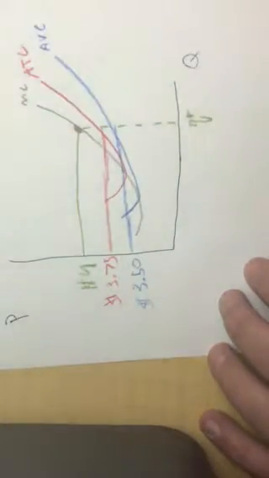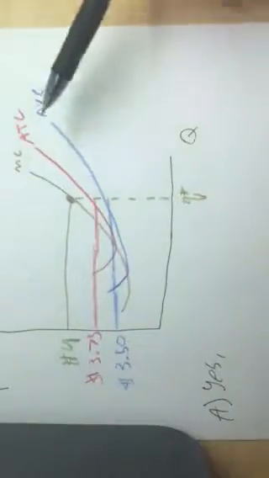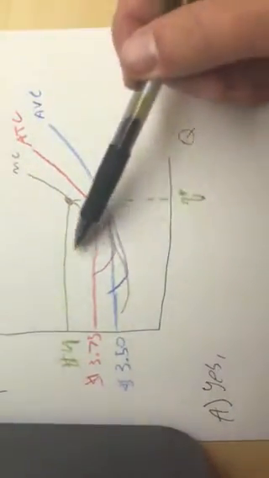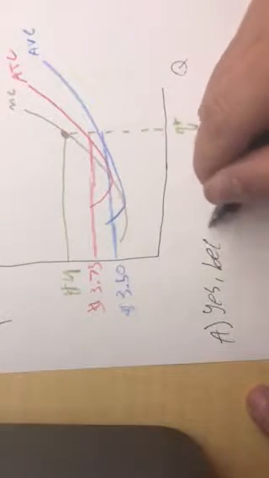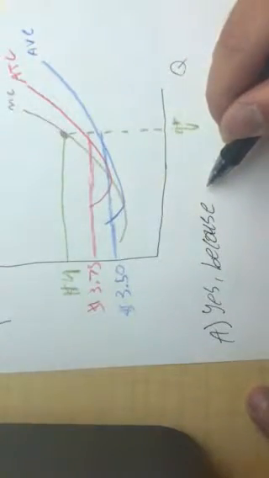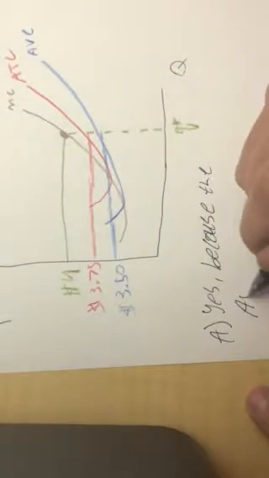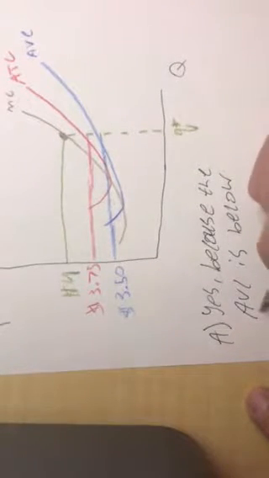So as you saw, there were some questions we needed to answer. And the first of those being, should they continue to operate in the short run? Well, that answer is yes, because as you can see, your AVC is lower than your price line. So the answer to that is yes, because like I said, the AVC is below your price line.